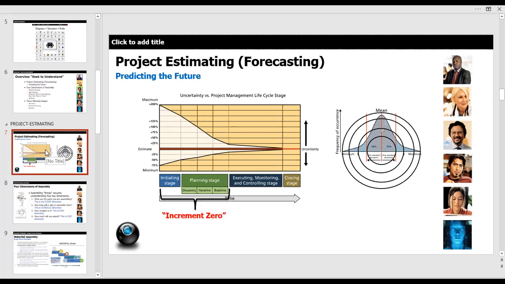With requirements, it's about language discrepancies between human beings, and the idea that natural language is ambiguous. So that's the challenge of requirements. But with estimating, it's all about predicting the future.